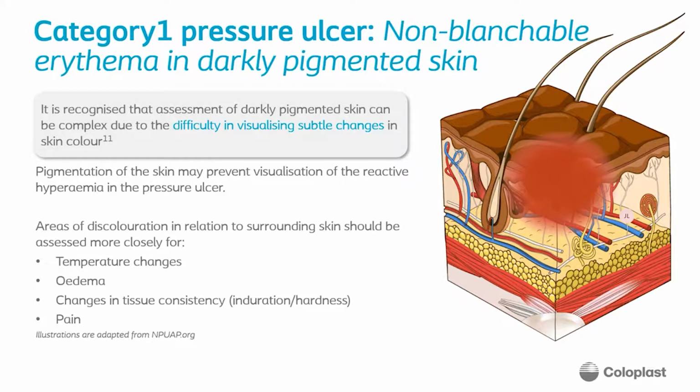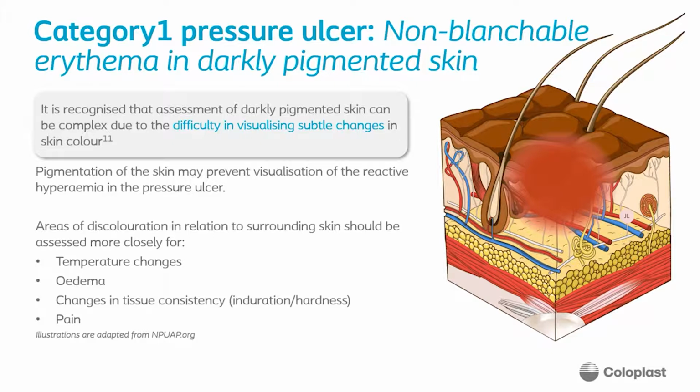Category 1 pressure ulcers in darkly pigmented skin can present slightly differently, and it may be that those subtle changes of skin differences and blanching you're not able to see visually. So you might have to rely on your assessment with your patient and talking to your patient.